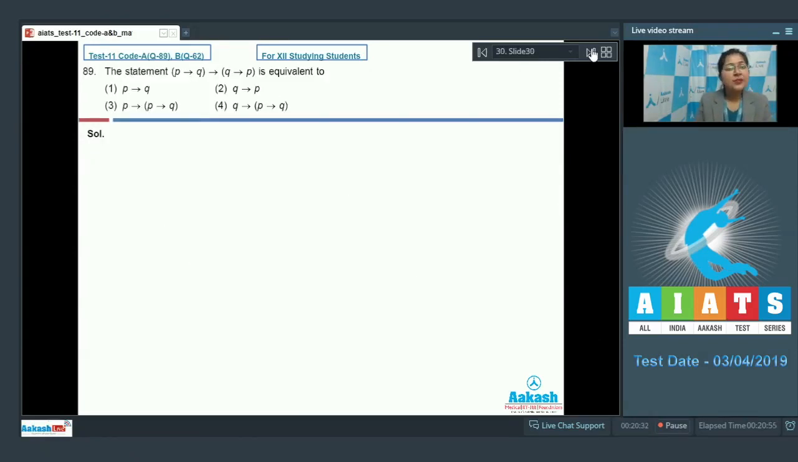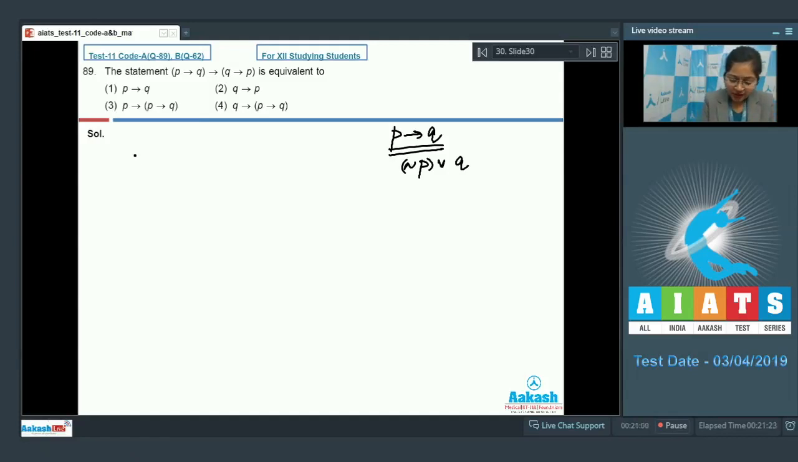Next is question number 89, a question from mathematical reasoning, which says that the statement (P implies Q) implies (Q implies P) is equivalent to. Now we know the simple formula that P implies Q can be written as negation P or Q, right? This can be written as this one. So we will be using only this property here.